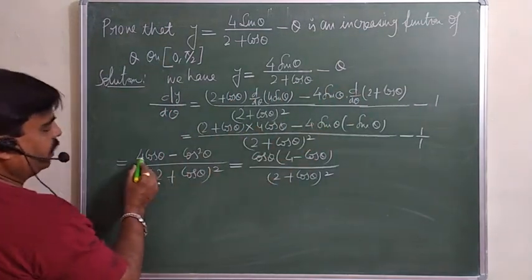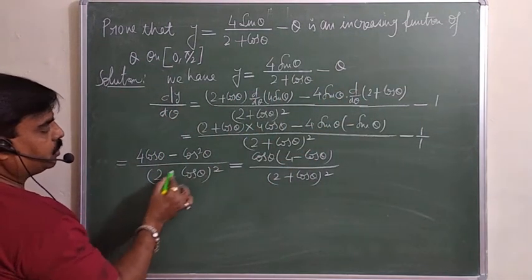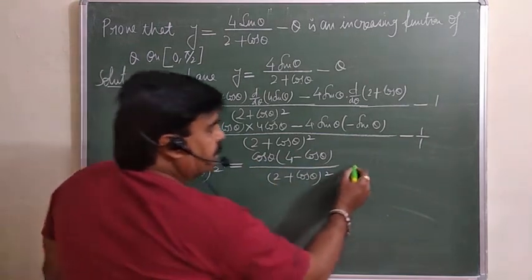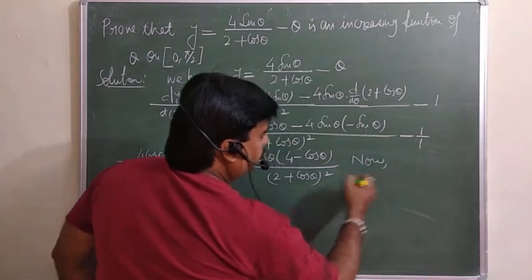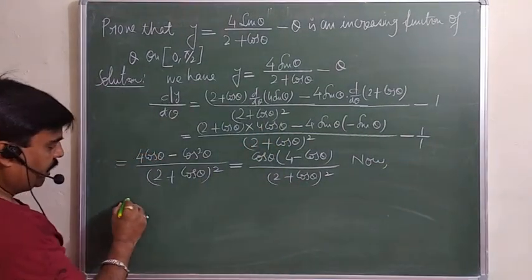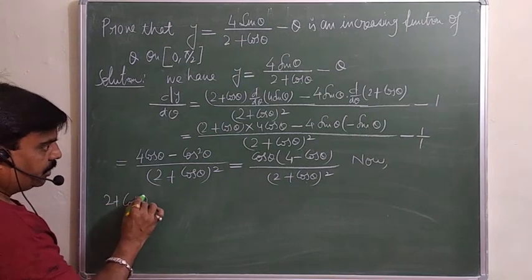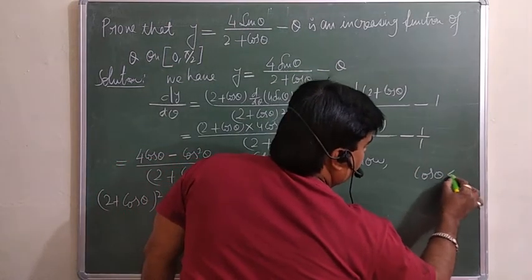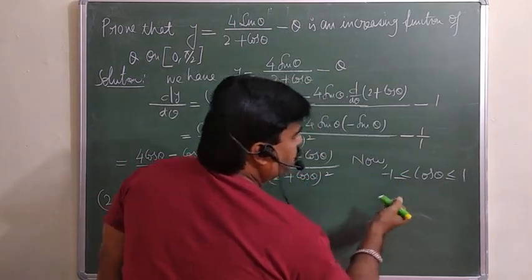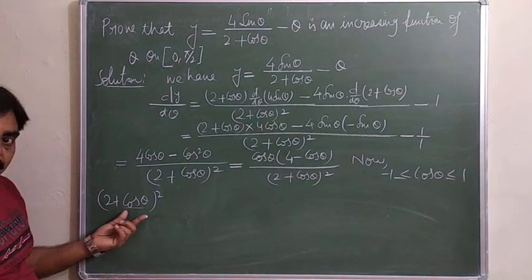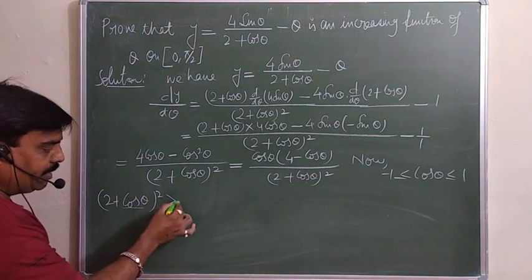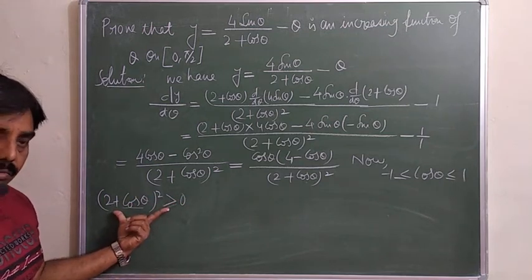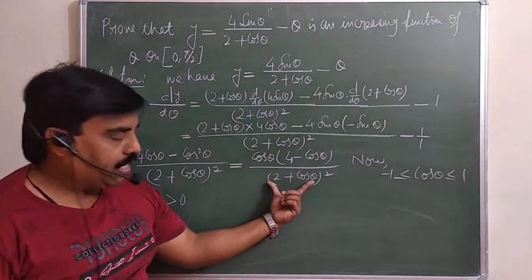When we solve this, finally you will get (4 cos theta minus cos square theta) over this. Taking cos theta common, cos theta times (4 minus cos theta) over this. See now, the important point starts from here. This (2 plus cos theta) whole square is there, and you know the value of cos theta lies between plus 1 and minus 1. If you put any value here, since it is a square, it will definitely be greater than or equal to 0. It cannot be negative.